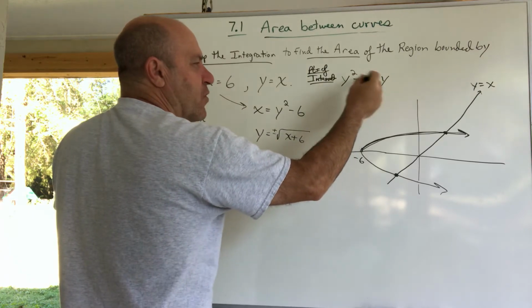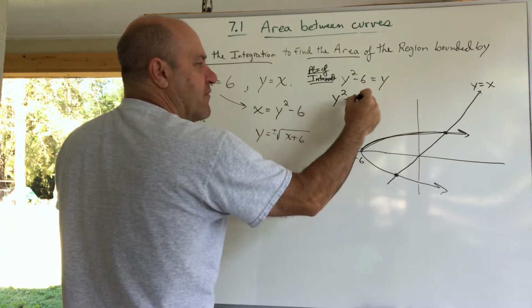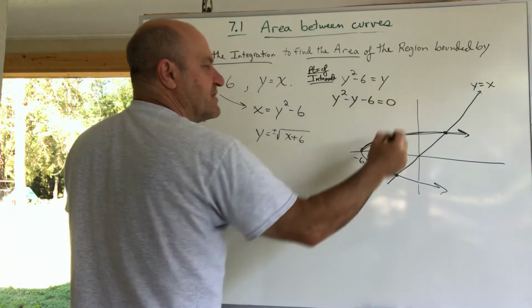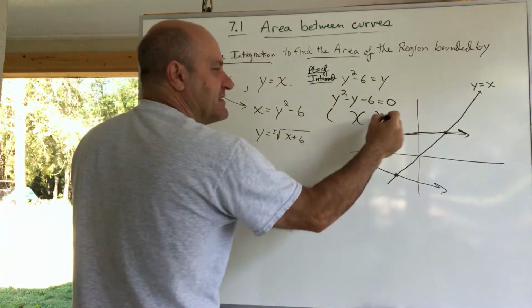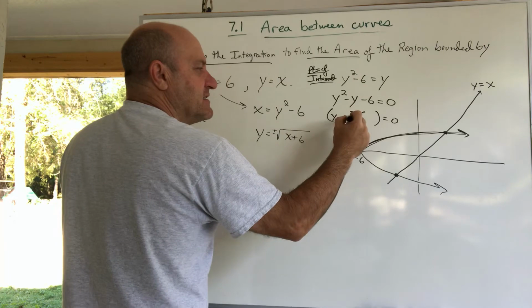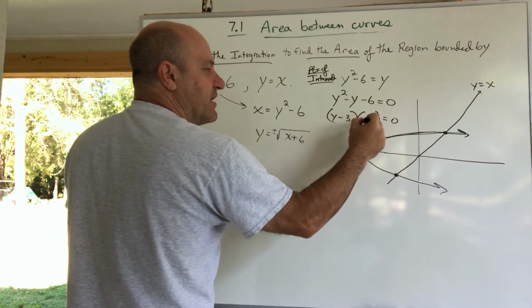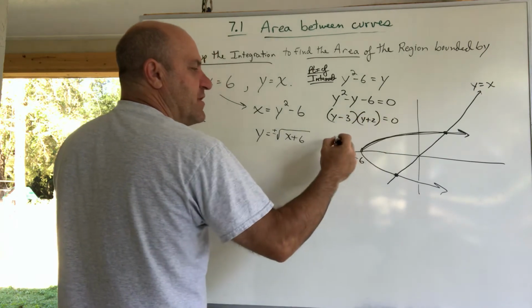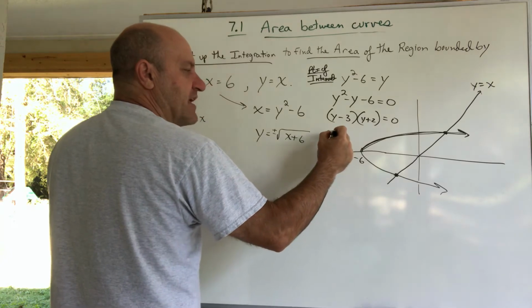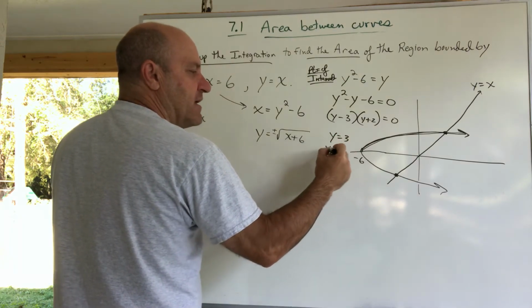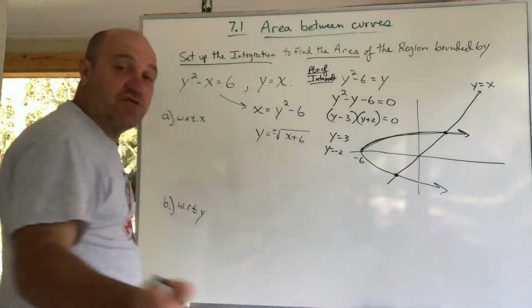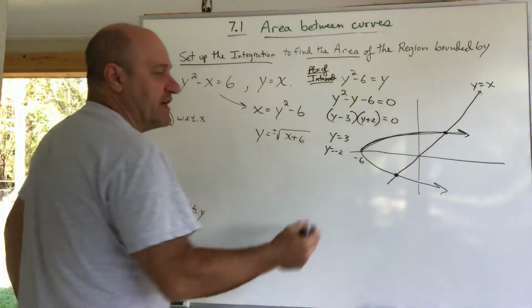And what do I do? It's a quadratic. I should move this y over. Negative y minus 6 equals 0. I think it factors nicely. y minus 3, y plus 2 equals 0. So I get a couple answers. I get y equals 3 and y equals -2. Those are the y values of the points of intersection.